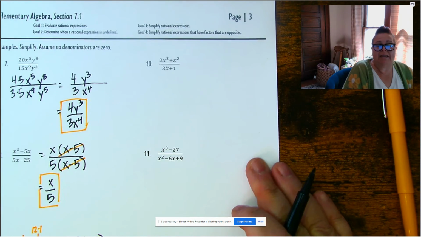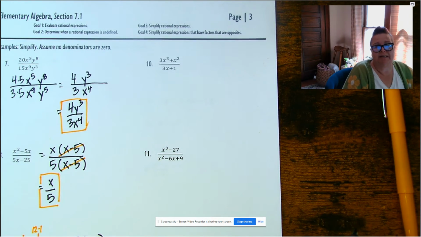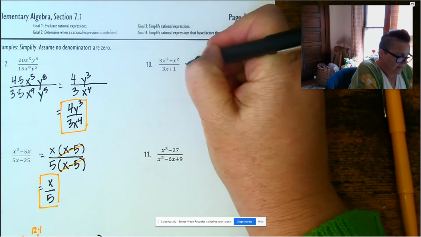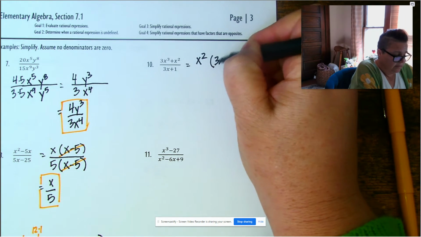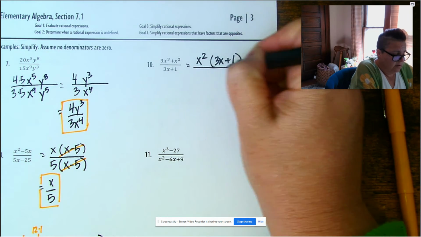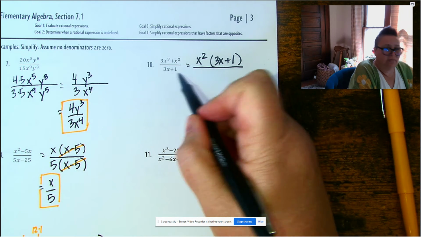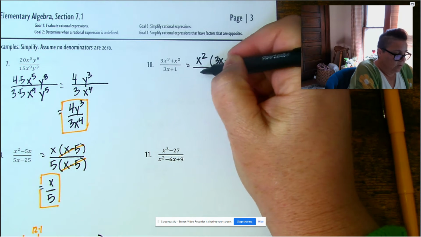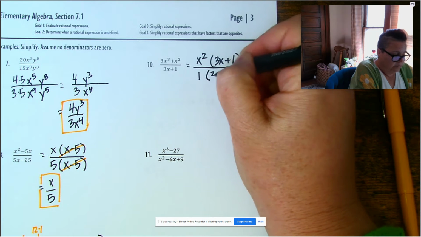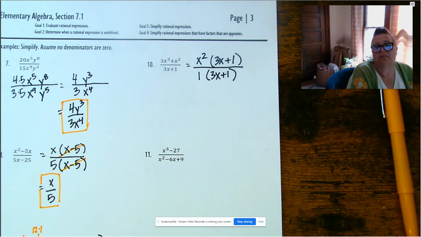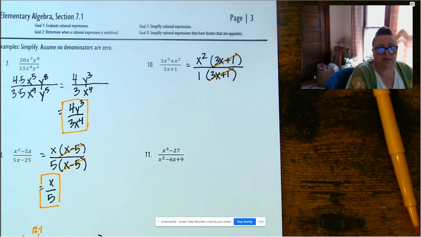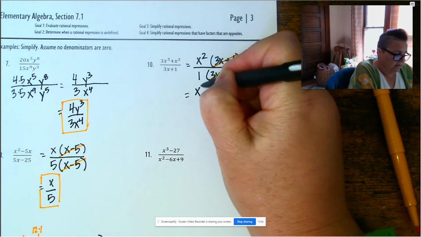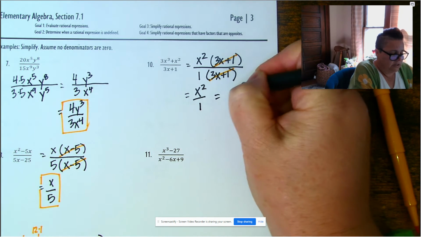All right. Let's try problem number 10. We have a 3x cubed plus x squared. I can factor an x squared out of that. And then I'm left with a 3x plus 1 in my numerator. In the denominator, I have just a 3x plus 1. Or if you wanted, a 1 times 3x plus 1. I can't factor anything else out of there. But I do see then that I have a 3x plus 1 in both the numerator and denominator. So they will cancel out, leaving an x squared over 1, which is just x squared.